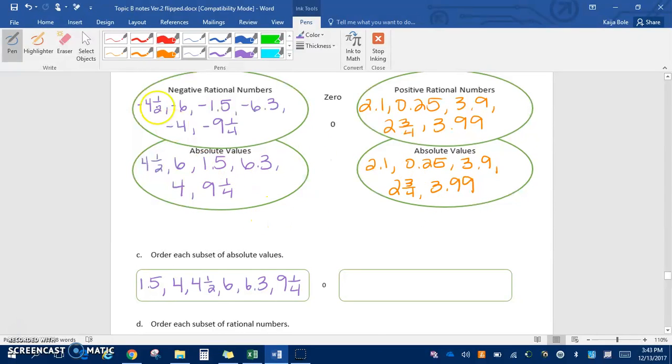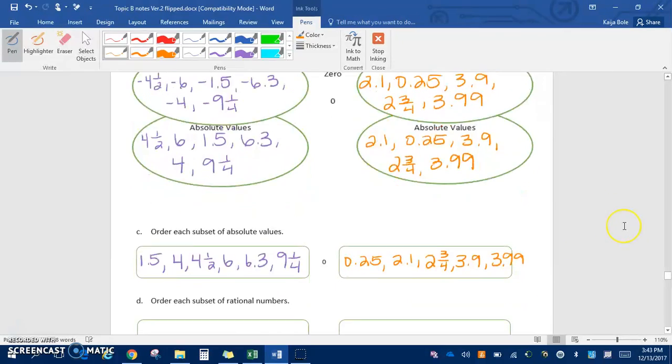Alright, and then if I look over here at the positive numbers, my smallest positive I have would be 0.25, and then 2.1, 2 and 3/4, 3.9, because this would be 3.90, and then 3.99.